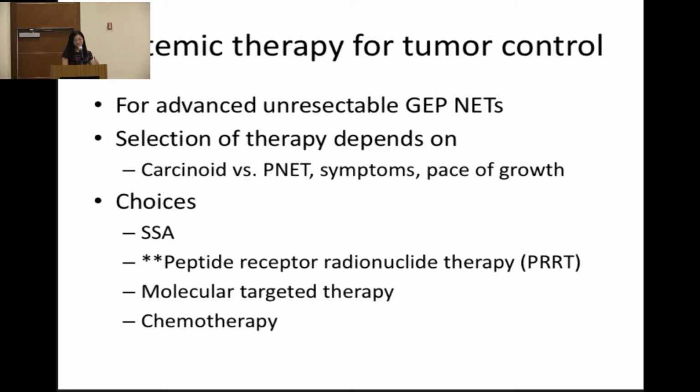So now talking about the other part of systemic therapy, to treat the actual tumor, to control tumor growth. This is indicated for patients with advanced unresectable GEP-NETs with significant tumor burden. And the selection of therapy really depends on whether you have carcinoid versus PNET because they behave differently, in symptoms and the pace of growth. And the choices are somatostatin analog, PRRT, molecular targeted therapy, or chemotherapy.